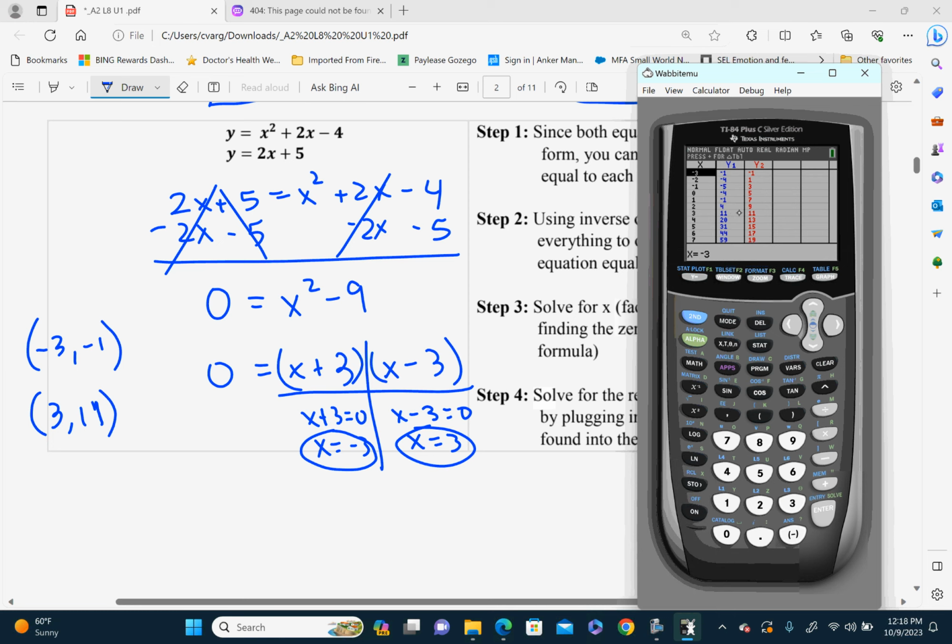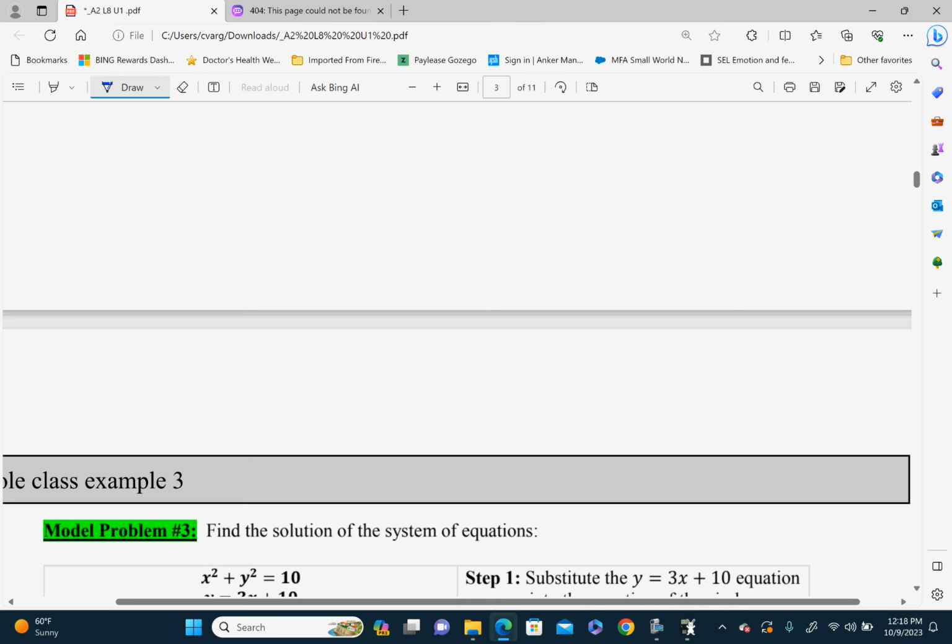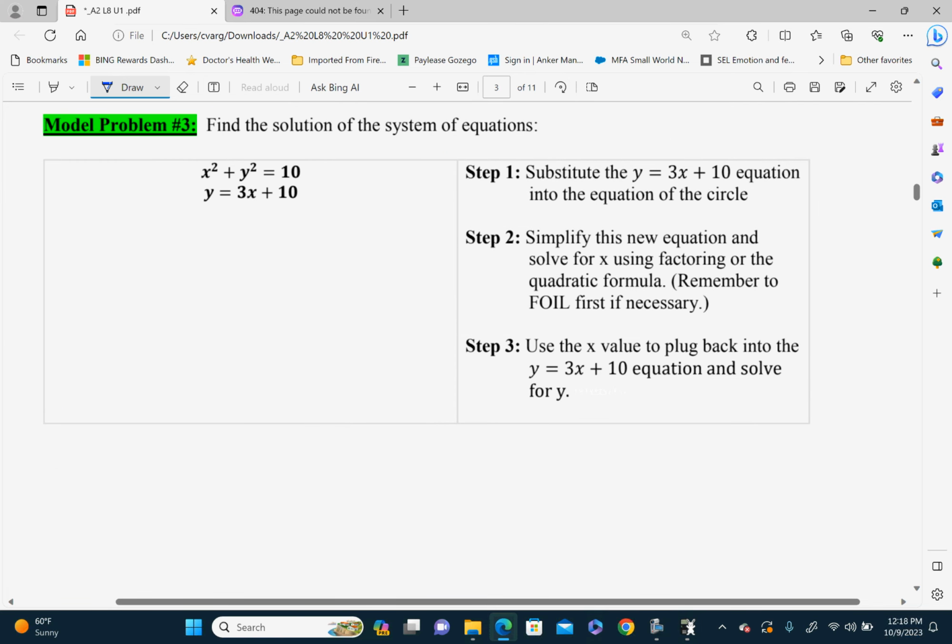So how do I know that they're equal? Because it's the same number, y1, y2. All right, so that is model problem numbers 1 and 2. Model problem 3, it says find. It doesn't tell us how to find.